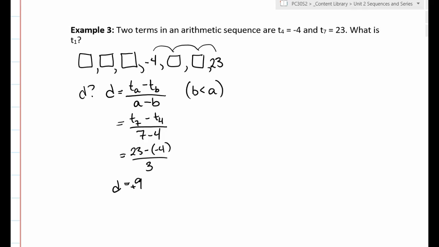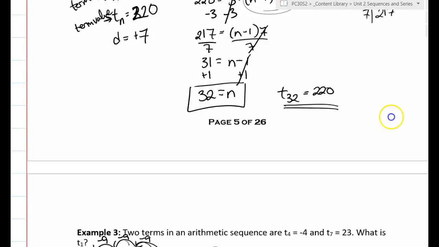Once I have my common difference, I can work backwards. Again, either by strictly counting backwards and saying, okay, well, negative 4, I would have had to add to go right. I'm going to have to subtract to go left. Subtract 9 each time. Well, that takes me to negative 13, negative 22, and negative 31. So term 1 equals negative 31. Okay, and we could have used a similar strategy up in part B here.